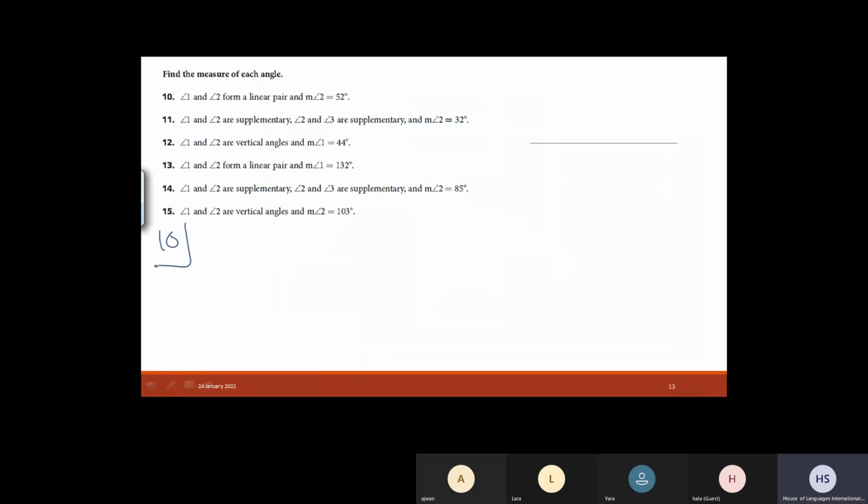So, number 10 now. Angle 1 and angle 2 are a linear pair. Since they are linear, they told me that the measure of angle 2 is 52. What is the measure of angle 1?